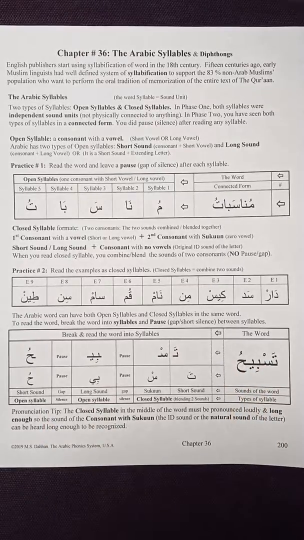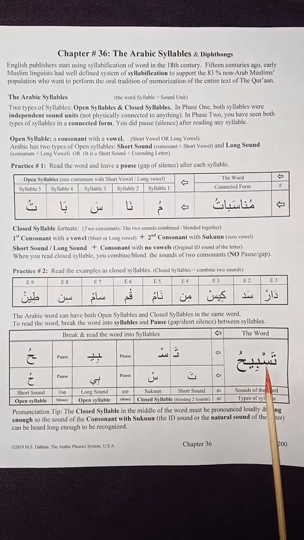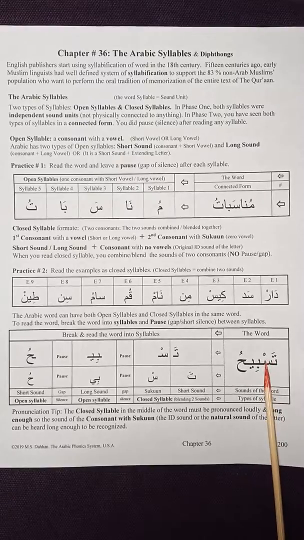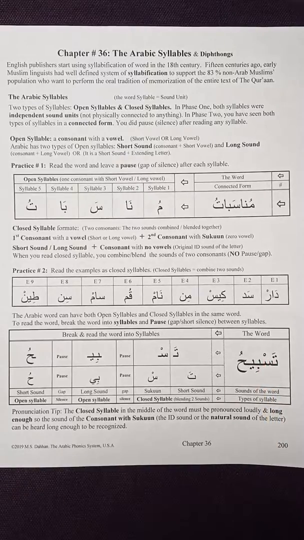I'm reading it almost at normal speed. So what's the point of what I'm saying? Take your time with the consonant that has sukoon, always, anywhere it exists. Das, bihu. See, I give it enough time to stand out.